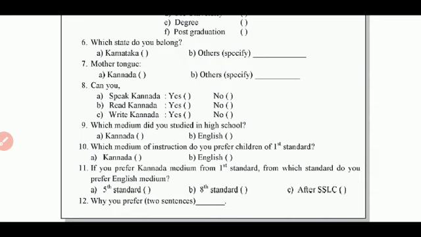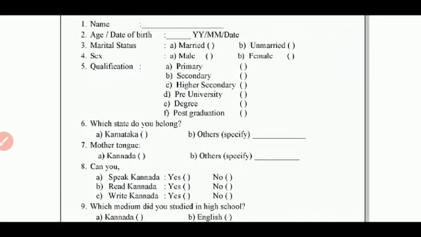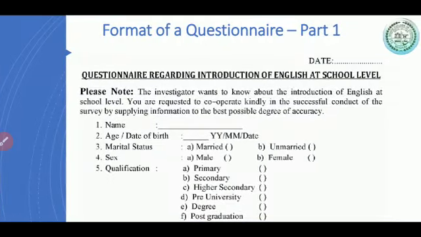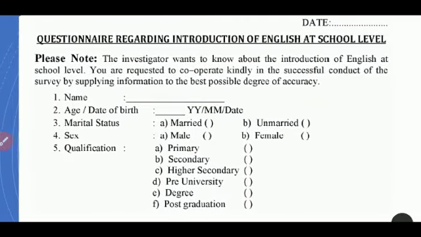Then the 9th question is, which medium did you study in high school? That you have to mark. Which medium of instruction do you prefer for children of first standard? Then the 11th question is, if you prefer Kannada medium from first standard, from which standard do you prefer English medium? Then the 12th, why do you prefer? When they say why do you prefer, you are going to write brief and short sentences, two sentences. This is a simple example of the format of a questionnaire, and here it continues like this, again the same thing only.